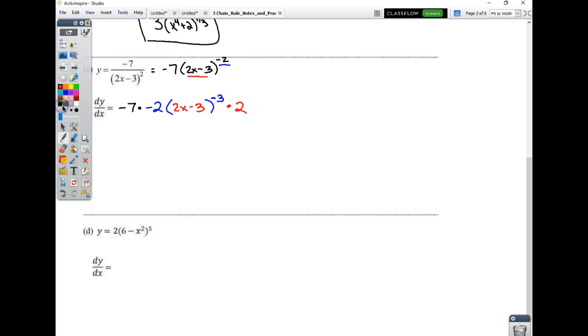All right, what do we get? 28 over 2x minus 3 cubed. Not too shabby. We're going to skip the next one. And I introduce you to my other fun stuff.